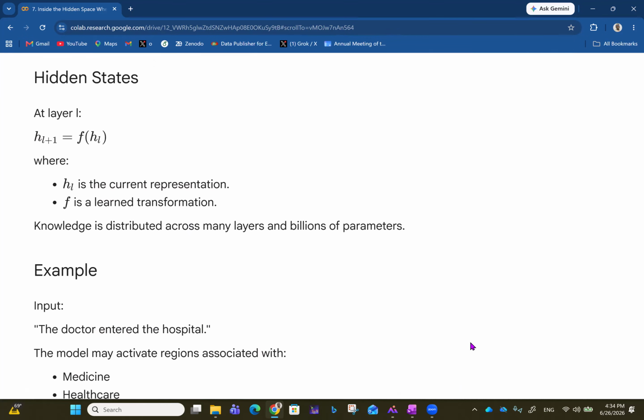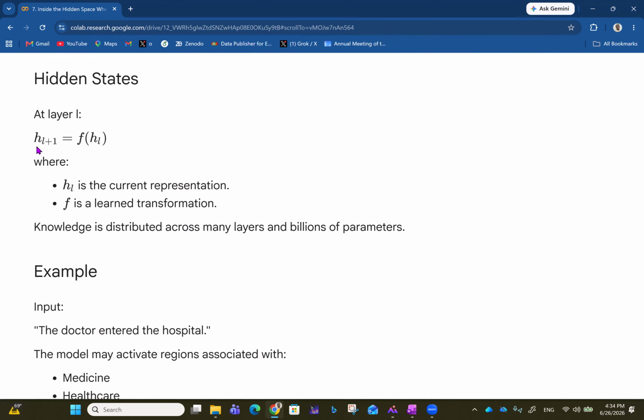Talking about hidden states now, imagine at layer L, h sub l plus one equals f of h sub l. That means h at this stage is a function of h at the previous stage, where h sub l is the current representation, while f is a learned transformation.